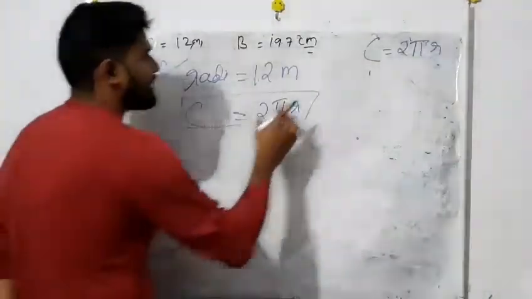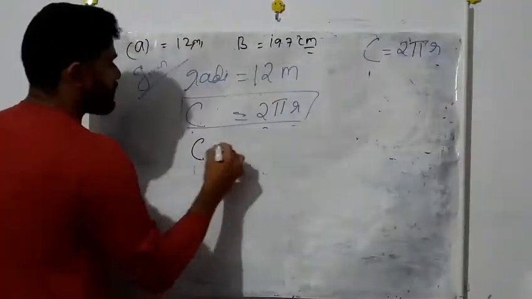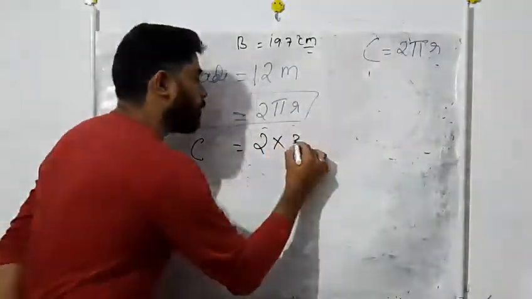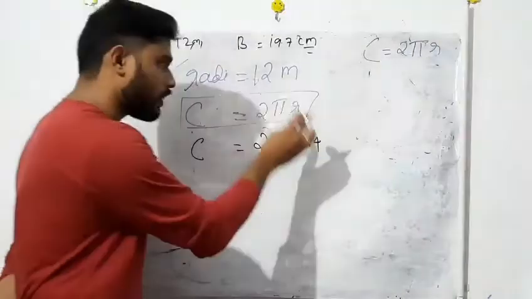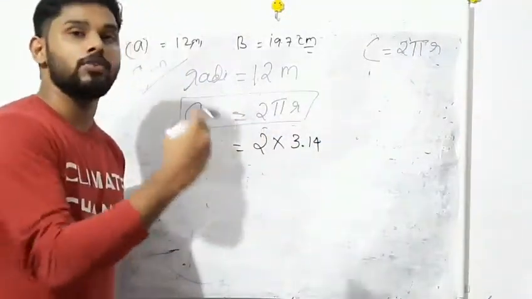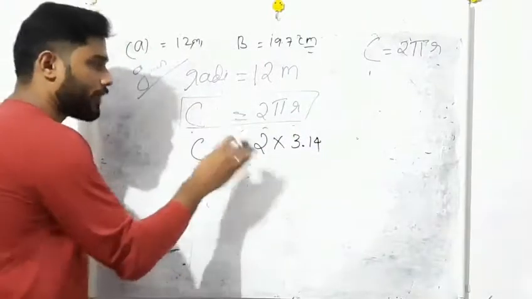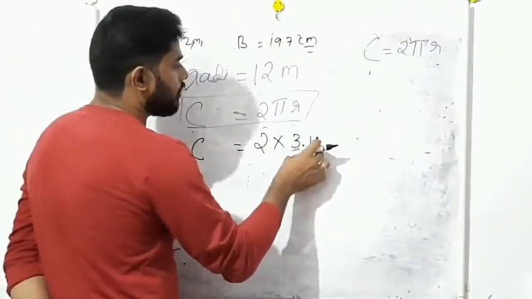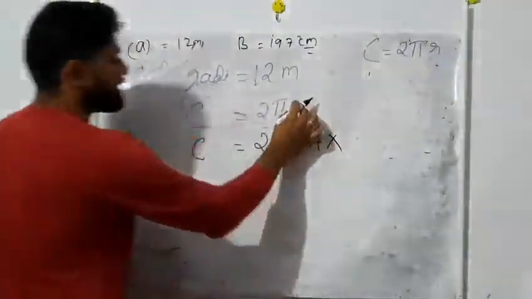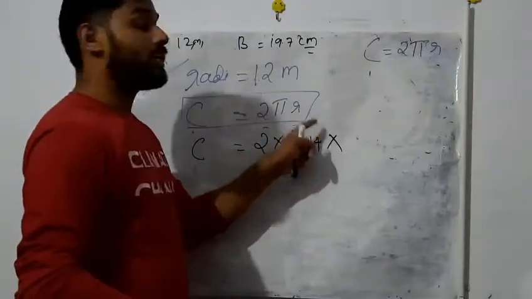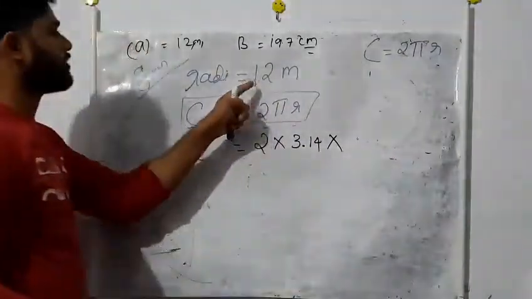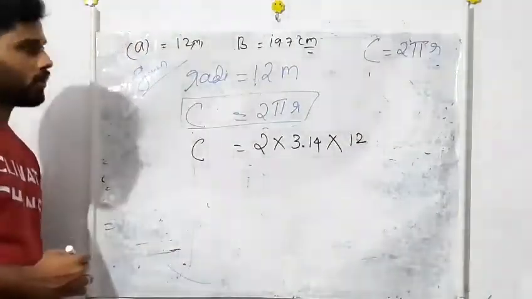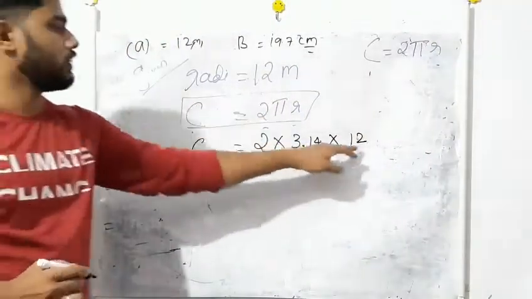Now we can directly apply these values in this equation. Circumference is equal to 2 into pi. Pi value, now we can take 3.14, or in the place of 3.14, we can use 22 by 7 also. Now here we are using 3.14. So the pi value we are giving 3.14, and the radius r value. What is the radius? 12 meter. Understood? So radius is already given, 12.